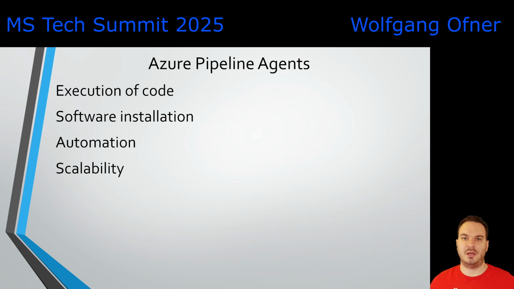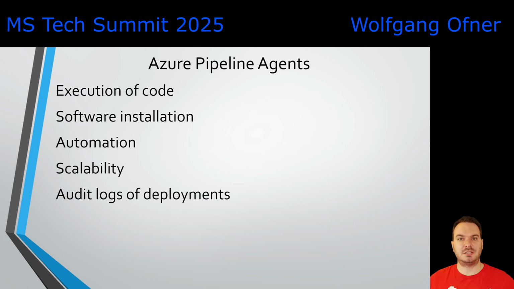So if I have 100 developers in my team, they don't have to do all the same tasks when they want to deploy a new feature. So they just let an agent run the deployment script and the agent can scale out. So if one agent is not enough, I can just add more agents and build and deploy my applications.